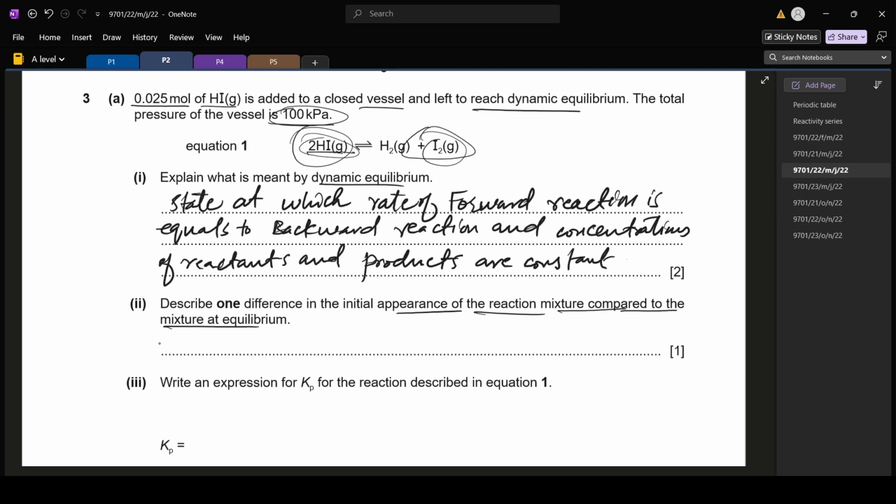Okay. So colorless gas becomes purple. Okay, it has purple vapors, purple gas.